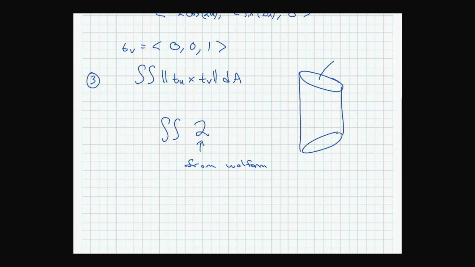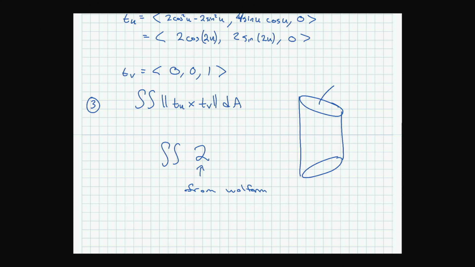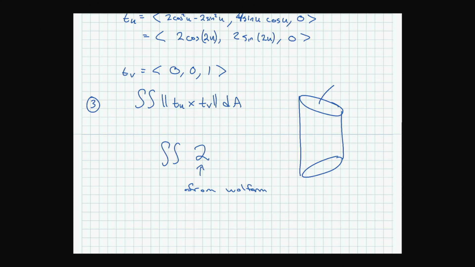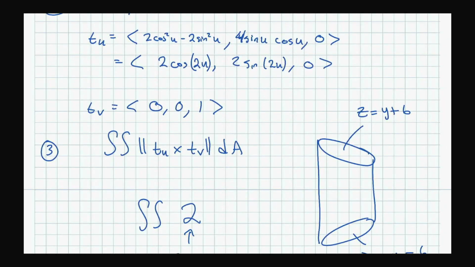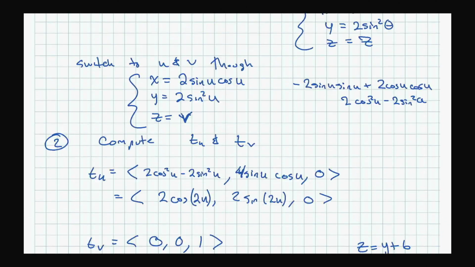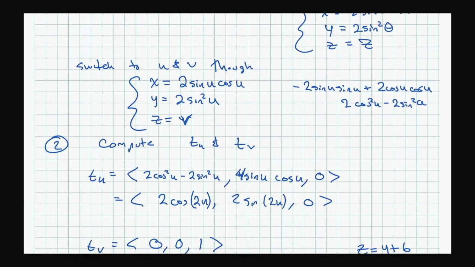Right, the top here was, I think they gave it to us. I'm looking at the problem. I'm not going to scroll up. But they told us that the top plane was z equals y plus 6, right? And the bottom was z equals y minus 6. But if we use what these things are in our parameterization, that top plane is z, which is v. Y, what's y? 2 sine squared u.